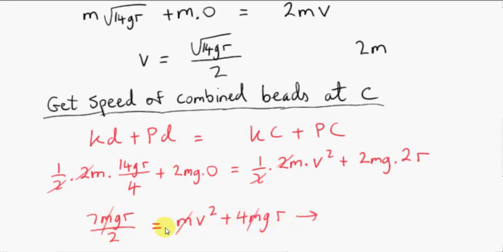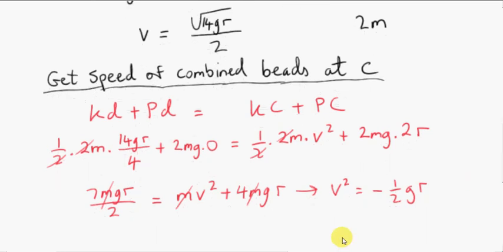Notice that the answer doesn't depend on the mass, so we can cancel that out. So V squared is going to be 7/2 GR. Well, that's 3.5 GR minus 4 GR. That's going to give us minus 1/2 GR. And this is very interesting, because if we wanted to get the speed V, we would have to take the square root of this quantity, minus 1/2 GR. Now g is a positive quantity, acceleration due to gravity. R is a positive quantity. So clearly minus 1/2 GR is a negative quantity.